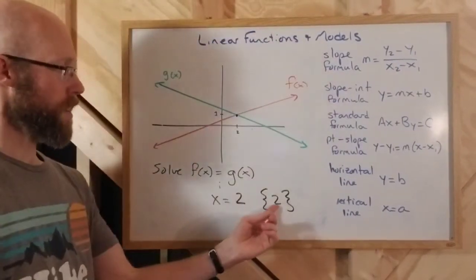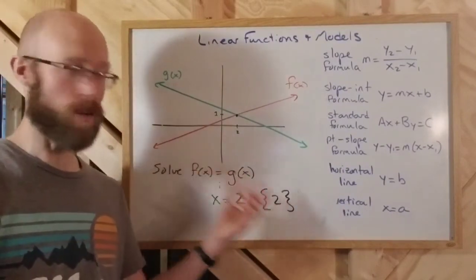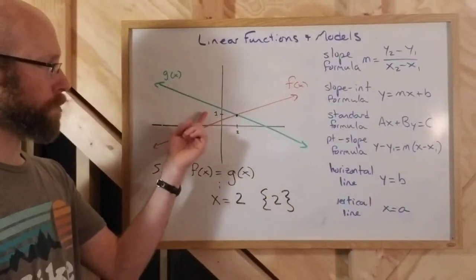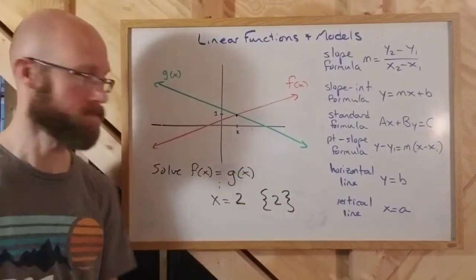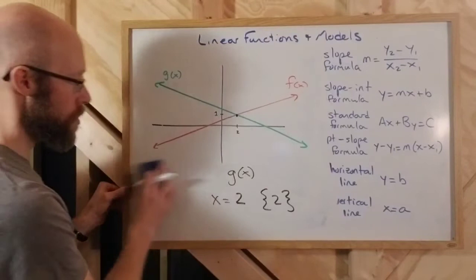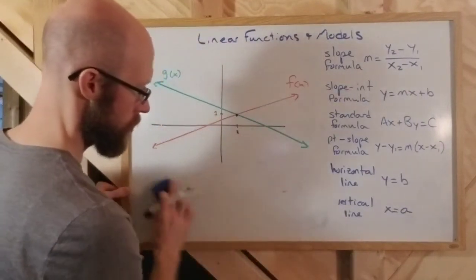Now when you check that, if you were doing this with the equations, if you check that 2, it would make both sides equal to 1. That's what the 1 would represent, the output from each function. Okay. You could also solve inequalities.